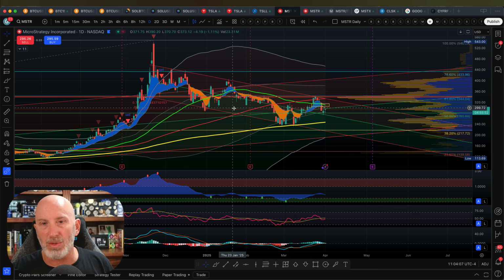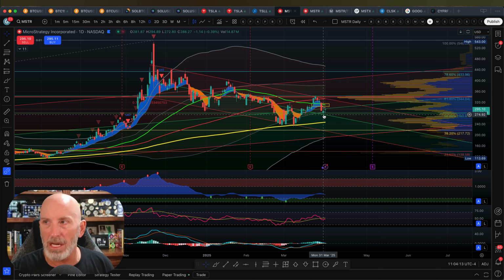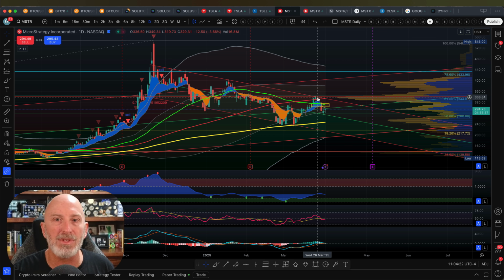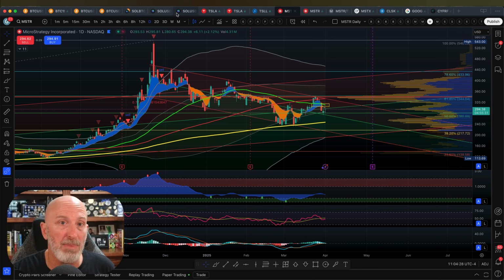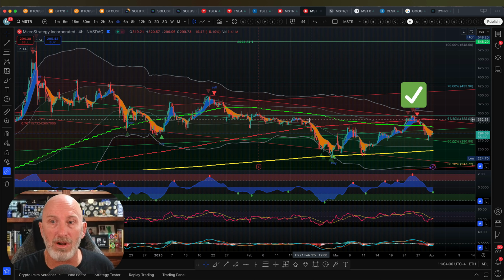As far as the shorter-term linear regression channel, you notice we made our way back down to the midpoint of it precisely there on Monday, yesterday, and bounced from that level. It's crazy how all these things are the same, just like the 345 level was the upper bound of this short-term linear regression channel that we're in. So everything's related, guys. This 61.8% fib level is going to be strong resistance.